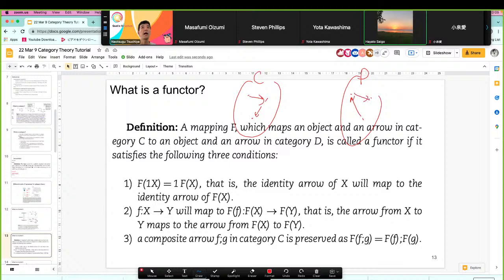Okay. And then this mapping rule F is called a functor if it satisfies the following three conditions.